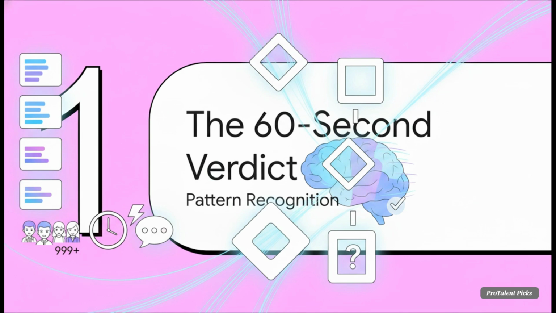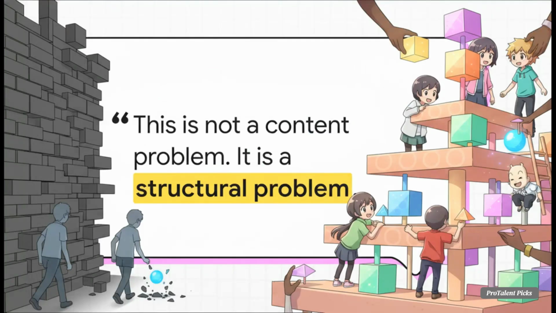Section 1. The 60-second verdict. Like we just talked about, when a new member joins your Discord server, their brain immediately runs a subconscious pattern recognition process. It produces a firm verdict in under 60 seconds flat. Is this community worth my time or not? Which brings us to a massive paradigm shift.